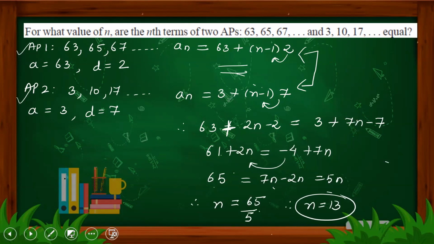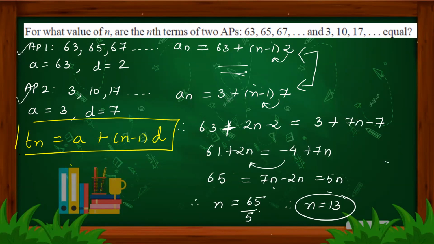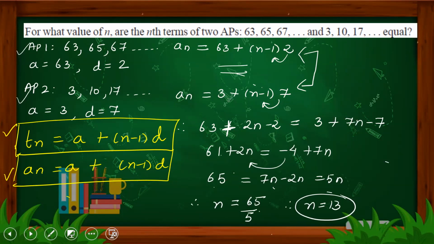Always remember that the nth term Tn is always equal to a plus n minus 1 into d. This is your general form of nth term. Many textbooks say it's Tn, some textbooks say it's an, one and the same thing, right? Or an is equal to a plus n minus 1 into d, where a is your first term, d is the common difference, n is the number of term, right?